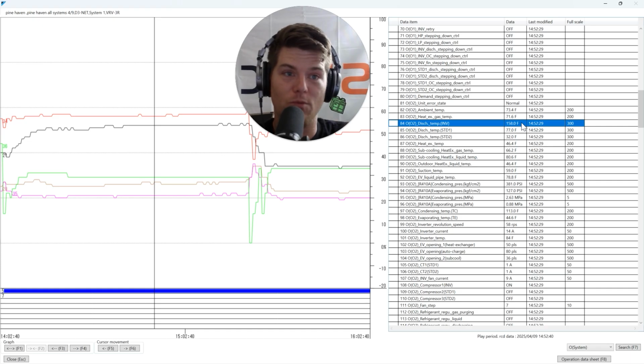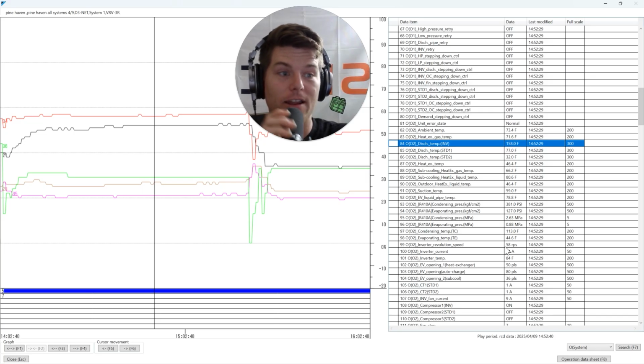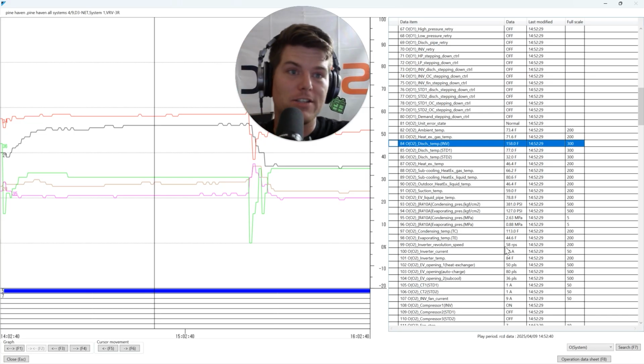Inverter discharge temp, 158 degrees. That's good. Wow, okay. So it's not flooding all the time. Well, that's a key indication. Okay, so I should not check it in this specific data set spot, right? I should go back to when it is flooding.